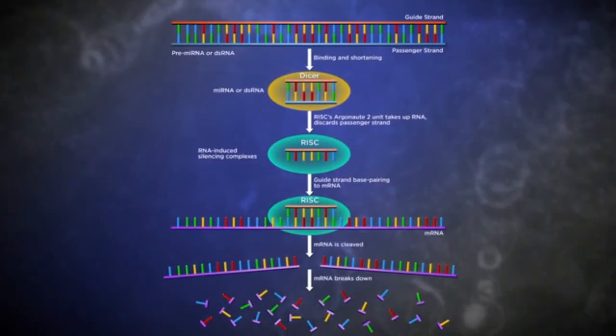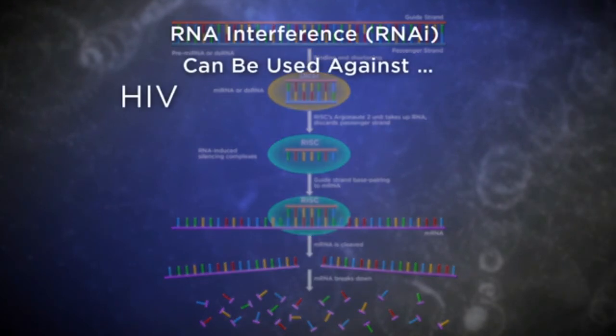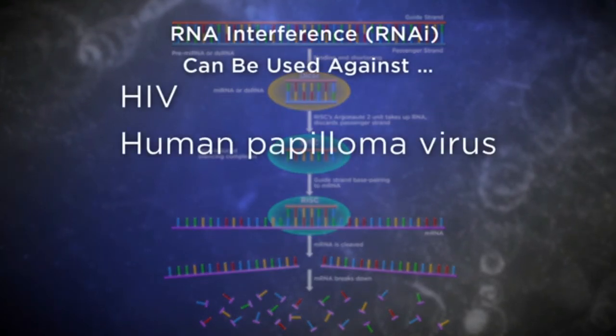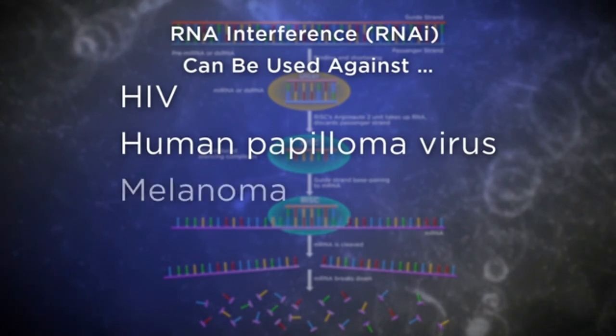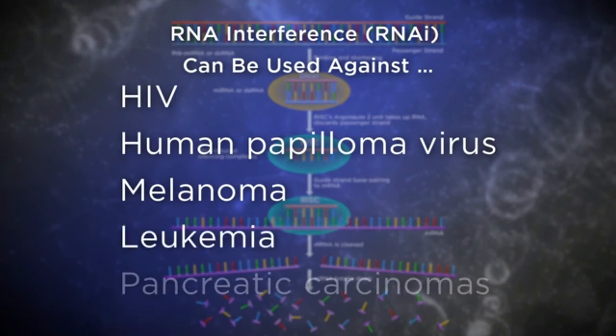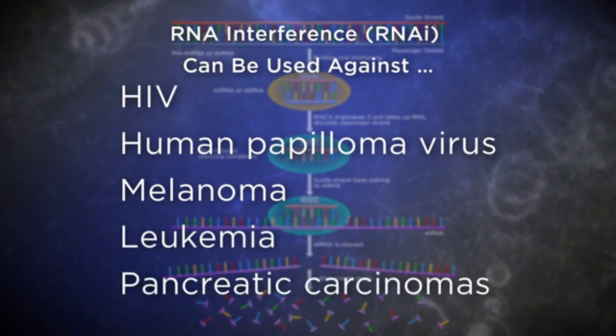The really exciting thing about RNA interference, though, is that we can synthetically make RNAs that could be coupled with Argonaute to target any messenger RNA we want. Laboratory studies have shown that RNA interference can successfully be used against viruses like HIV and human papillomavirus. RNA interference can also be used to target specific cancer-related genes in melanoma, leukemia, and pancreatic carcinomas.